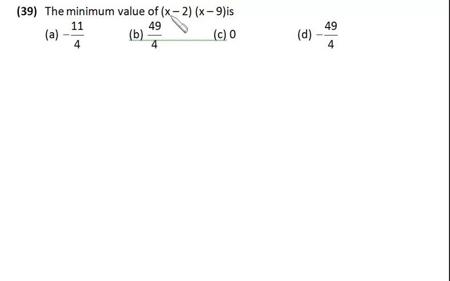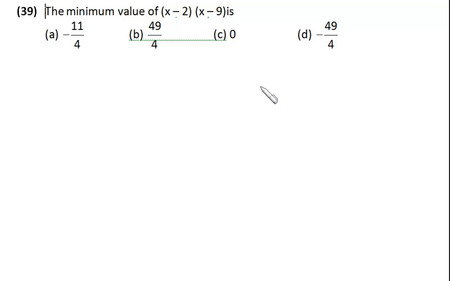Minimum value, see here, x minus 2 and x minus 9. Obviously the minimum value we will be able to get when we have any number which is smaller than 9 but bigger than 2, right? Then only will we be able to get the negative value. Otherwise there is no possibility of getting a negative value, right? So bigger than 2, that means this expression will be positive, and less than 9, that means this expression will be negative, right? And the minimum value we will be able to get when we get a value that is in between, that is between 2 and 9.